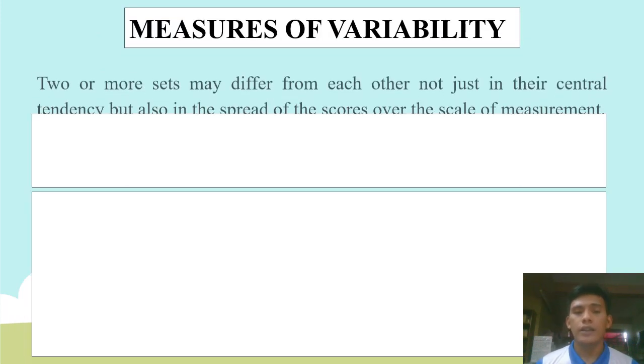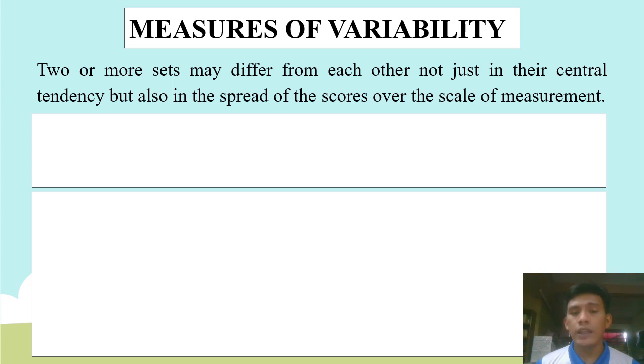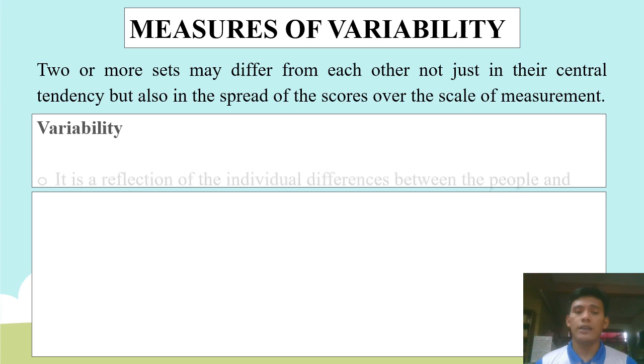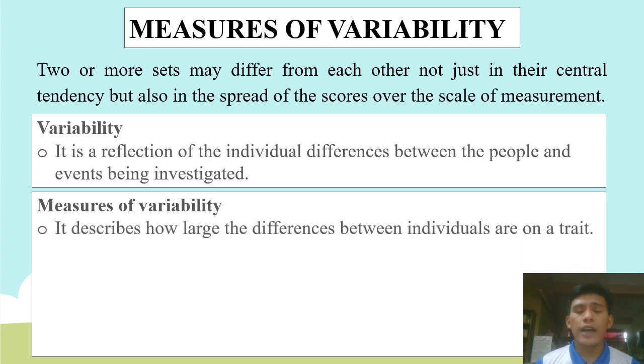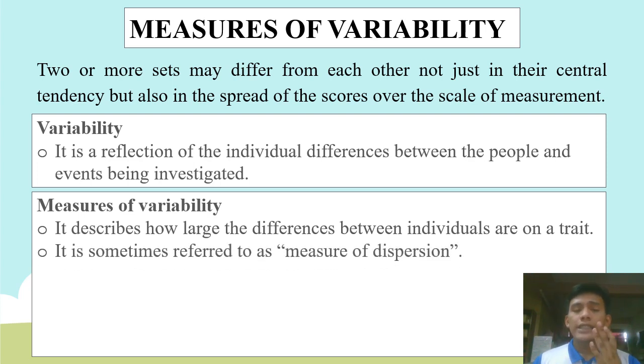Measures of variability. Two or more sets may differ from each other, not just in their central tendency, but also in the spread of the scores over the scale of measurement. Variability is a reflection of the individual differences between the people and events being investigated. Measures of variability describe how large the differences between individuals are on a trait. It is sometimes referred to as a measure of dispersion.